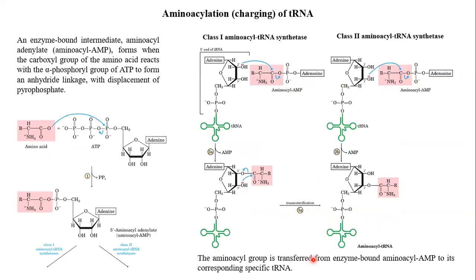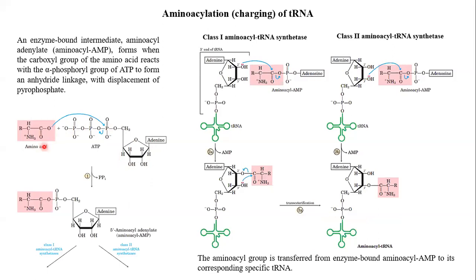Now, here, this diagram is showing what happens during the reaction. So this is the amino acid. Remember, only two steps. We are focusing only on two steps. So this is the amino acid and this is the ATP molecule. The first reaction takes place between ATP and amino acid.